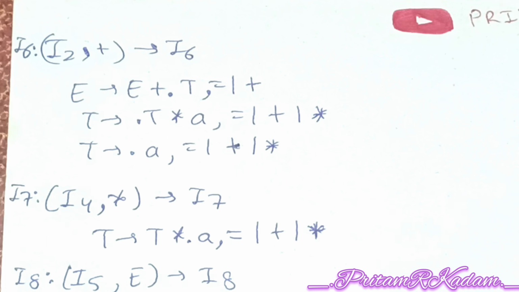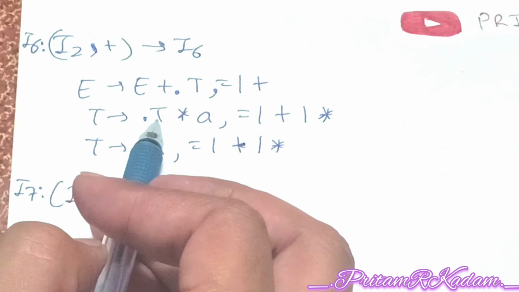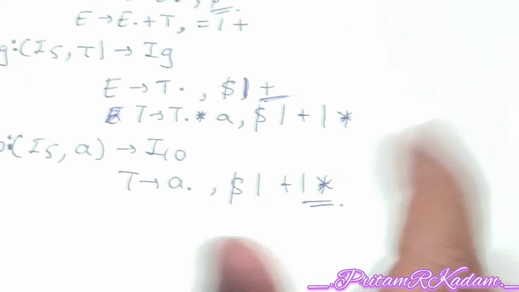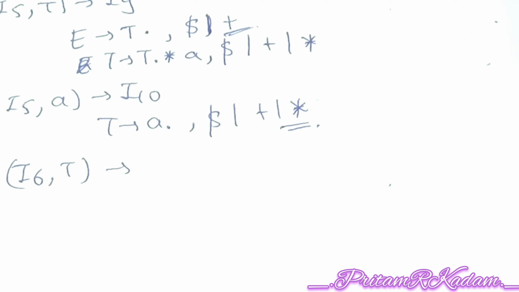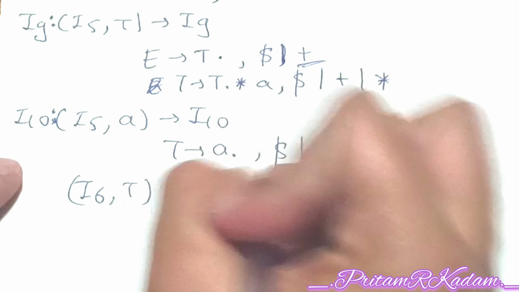So I6 on T will have a complete state that will be like E gives E plus T dot with look ahead equals to n plus. And another production as T gives T dot star A, because these two are having T after the dot. So let us write it down. So I6 on T goes to I11.